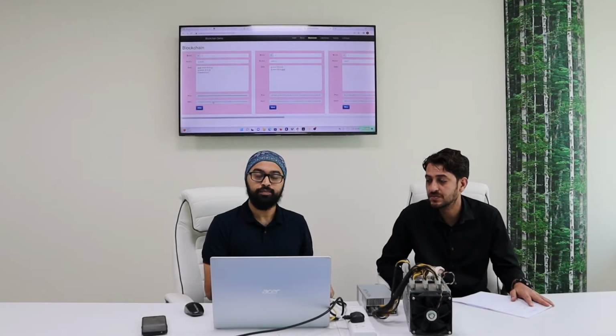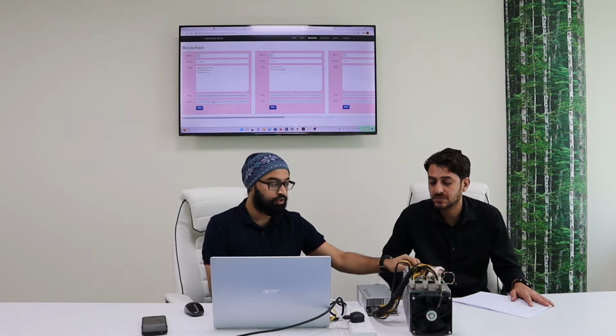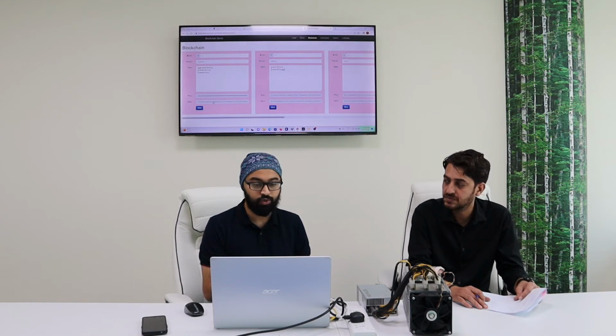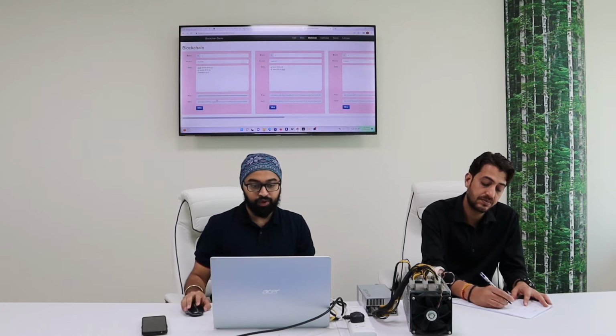So yeah, both the systems should have the same internet, right? If this is connected to the same Wi-Fi, this should be connected to the same Wi-Fi. That's an important point you need to note. Both the systems should have the same Wi-Fi.